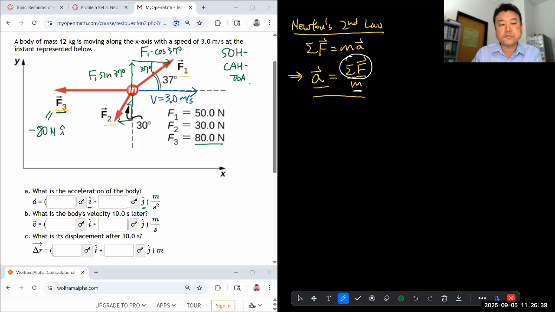Let me do that with the F2. With F2, the way this angle is labeled, the association of sine and cosine with the different sides will be different. If you have this automatic association with the x and y components, and you say, oh, this is the y component, so F2 sine 30 degrees, and F2 cosine 30 degrees for the x component, you'll get the wrong answer, because the way they gave you the angle, this doesn't work. So let me write this out.